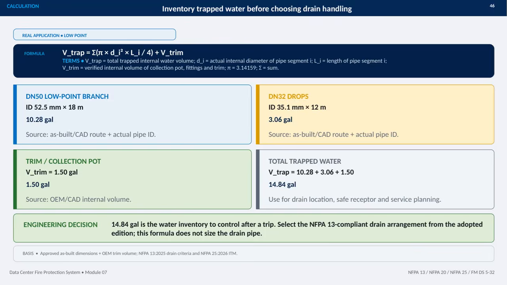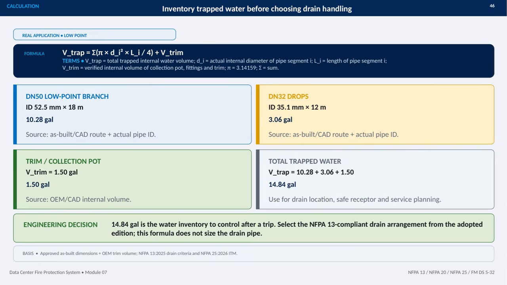This slide shows how I calculate the water trapped at a low point before deciding how that water should be drained. The key concept is to use actual internal pipe diameters and routed lengths, then add the verified internal volume of the collection pot, fittings, and trim. The total trapped water inventory is 14.84 gallons. The calculation has three components.